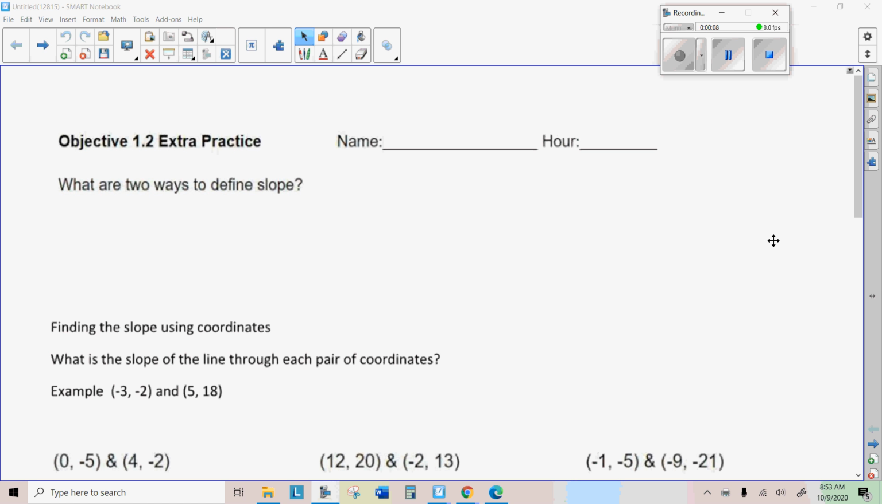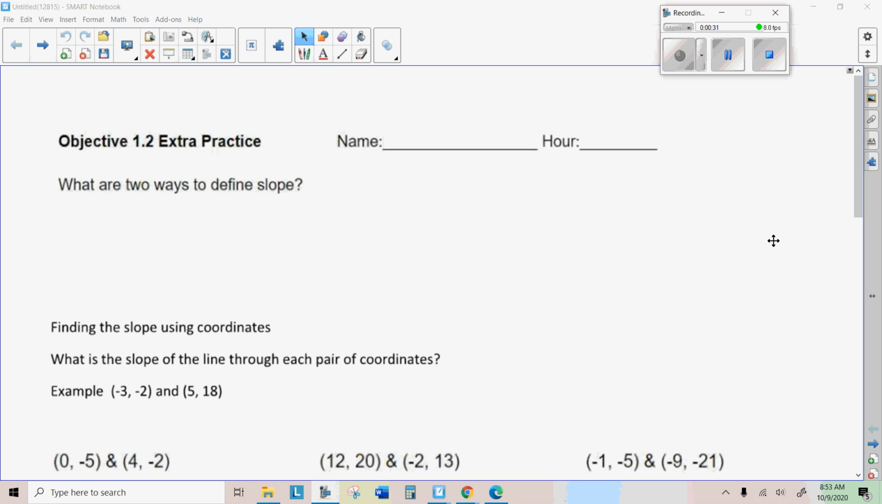This is the extra practice for Objective 1.2a, maybe we call it, or 1.2, whatever. But it's the one about slope. So you're doing this because you didn't do so well on that part of the test. Remember, you need to show the notes that I'm giving in order to get the retake, and then finish all the problems that I don't do, okay, accurately.